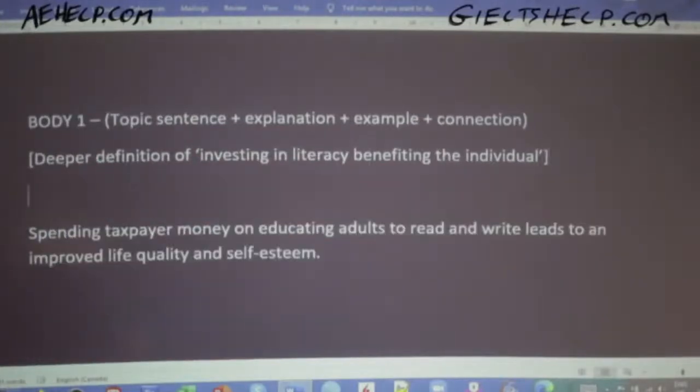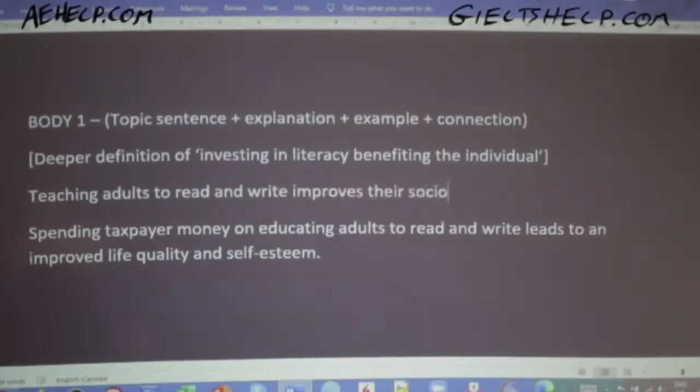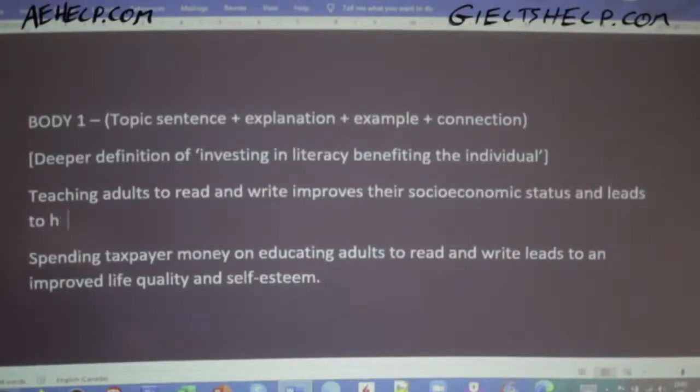So, teaching, I'm going to change it a little bit, Deepika, but teaching adults to read and write improves their socioeconomic status and leads to a higher quality of life. Yeah, that would be a really good topic sentence as well.